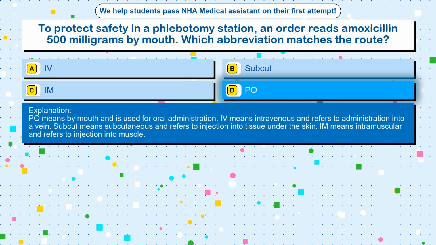PO. PO means by mouth and is used for oral administration. IV means intravenous and refers to administration into a vein. Subcut means subcutaneous and refers to injection into tissue under the skin. IM means intramuscular and refers to injection into muscle.